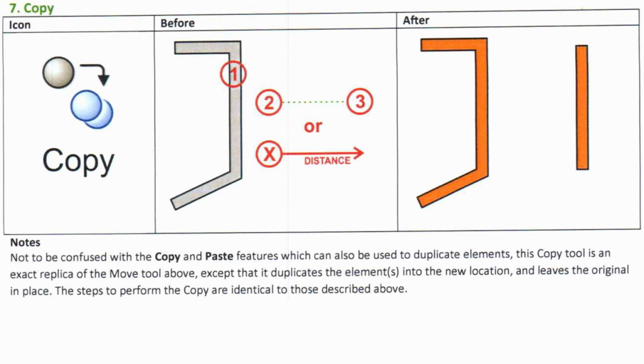2. Activate the Copy tool from the Modify tab. 3. Click a base point on the original element. 4. Click a target point or enter a specific distance. 5. Revit places the duplicate while keeping the original in place.